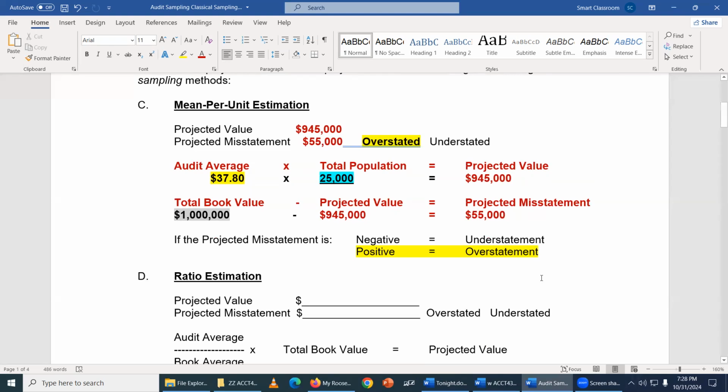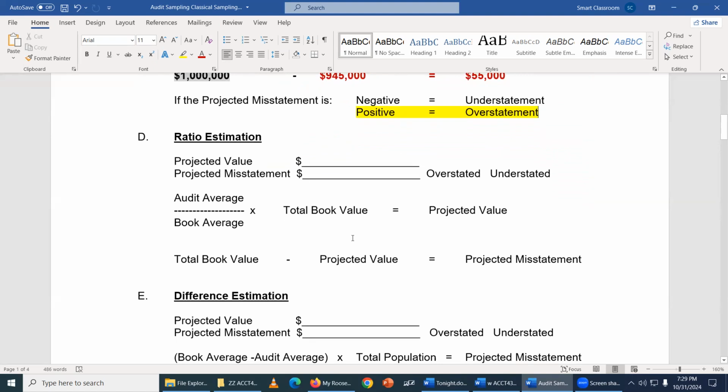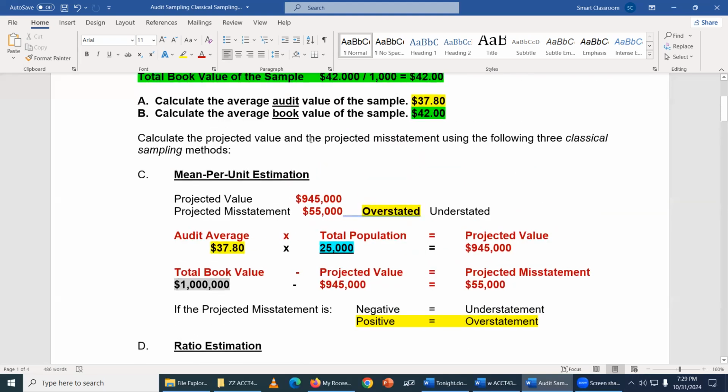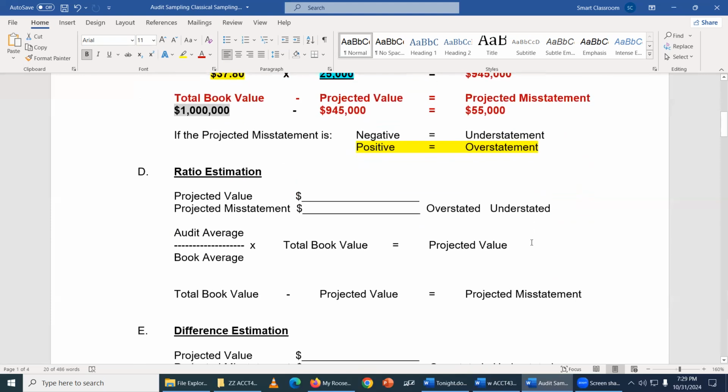Okay, so that's the mean per unit. Let's go to the ratio estimation. And the ratio estimation is that we have our audit average times the book value equals, scratch that. It's the ratio of audit over book. This says that everything is off by a certain ratio. There's a ratio between the audits and the book values that the whole thing is off by.